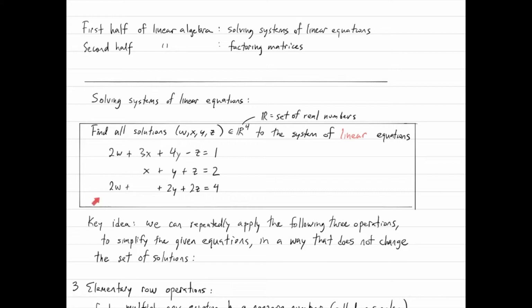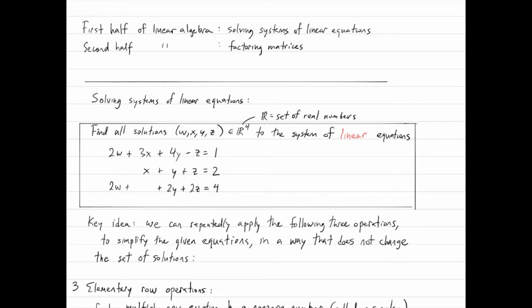So here's a sample problem. Find all solutions of real numbers w, x, y, z in R to the fourth. So this is simply 4 real numbers. R here is the set of real numbers, to the system of linear equations given by 2w plus 3x plus 4y minus z equals 1, and you have 2 more equations down here.